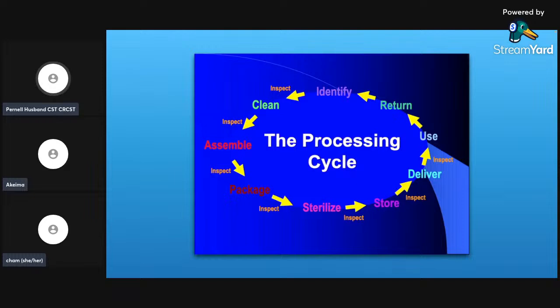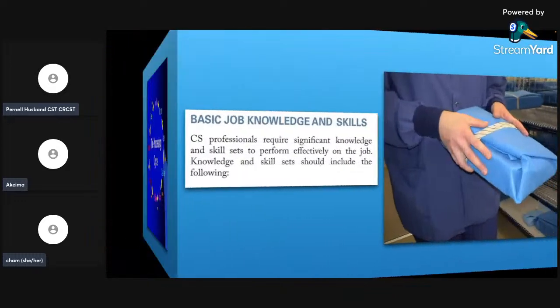Instruments are used. They're returned to the decontamination area. They're identified. They're sorted. They're clean. They're assembled. And throughout this entire reprocessing cycle, we are constantly inspecting to ensure that the instruments are in good working condition and free of any contamination.